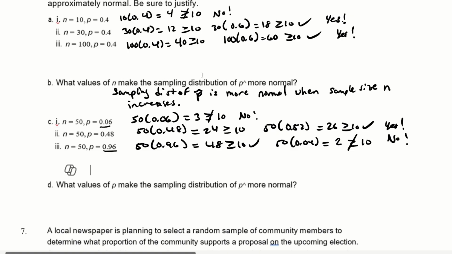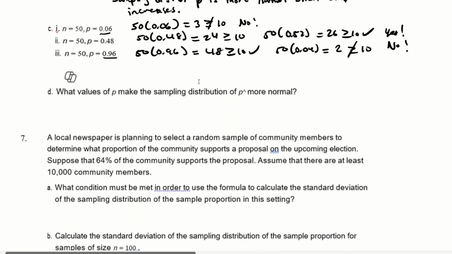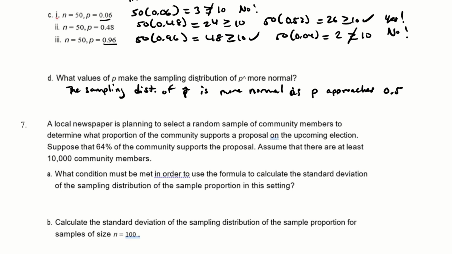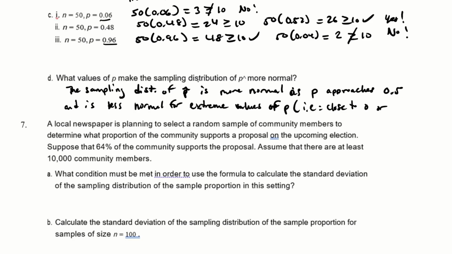All right, so let's go ahead and describe that here. So the sampling distribution of p hat is more normal as P approaches 0.5 and is less normal for extreme values of P, i.e. close to 0 or 1.